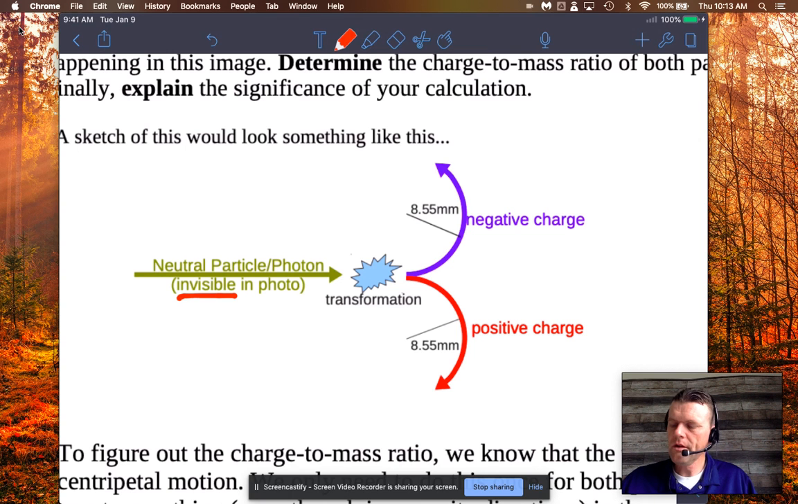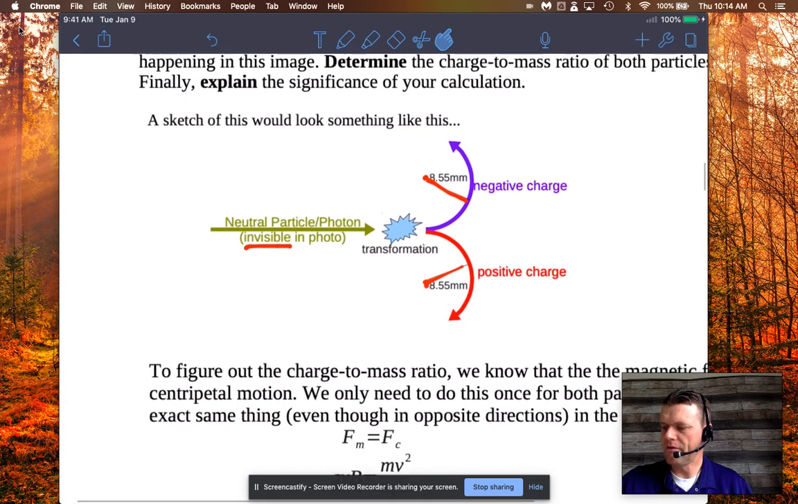They're just saying here the radius in both of these cases is 8.55 millimeters. Using your third hand rule, the negative charge would have to be going up, and then the positive charge would have to be going down. I'm trying to show you the correct third hand rule configurations without twisting my wrist here.